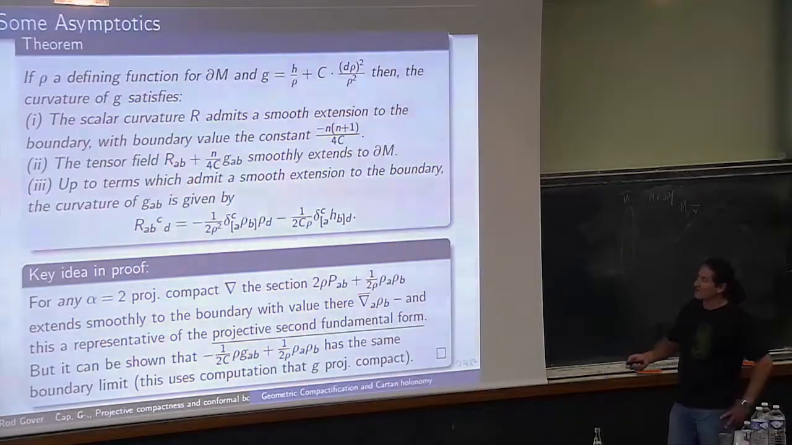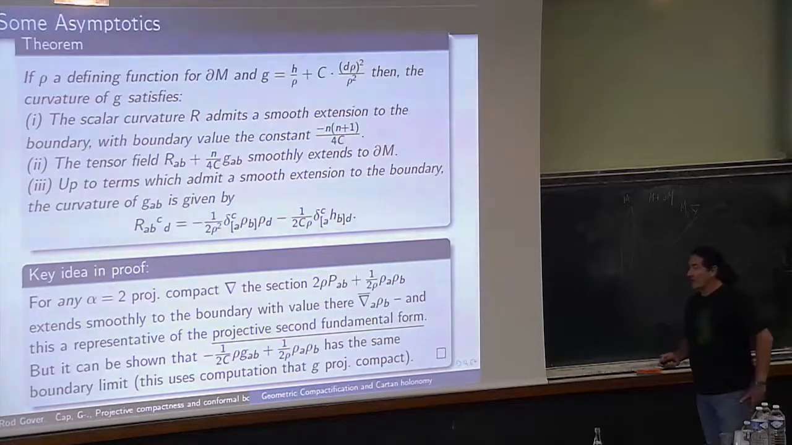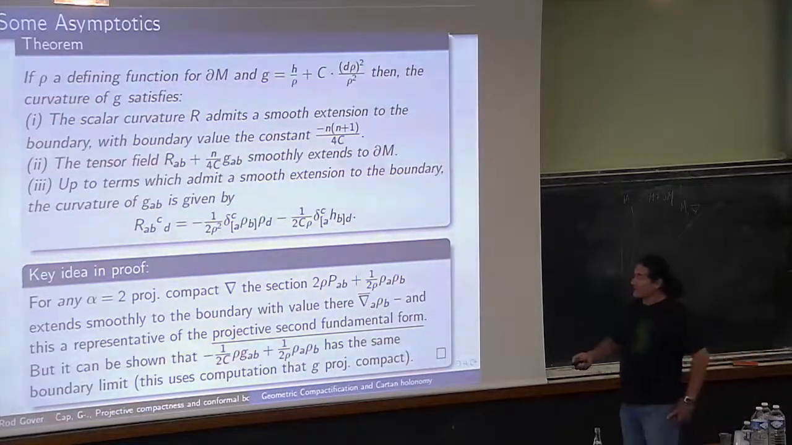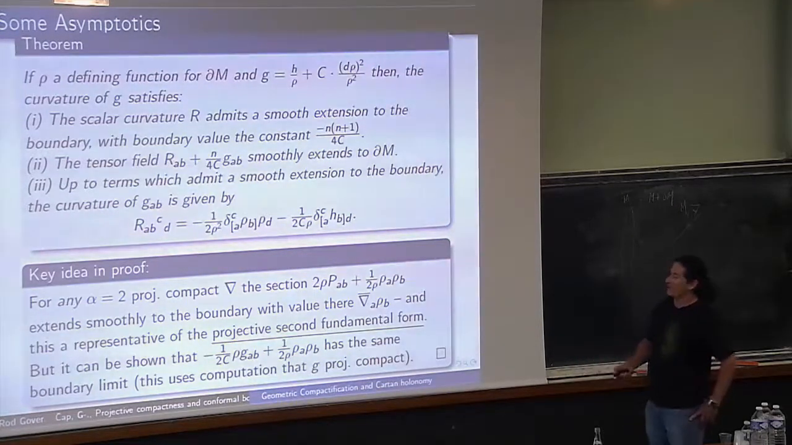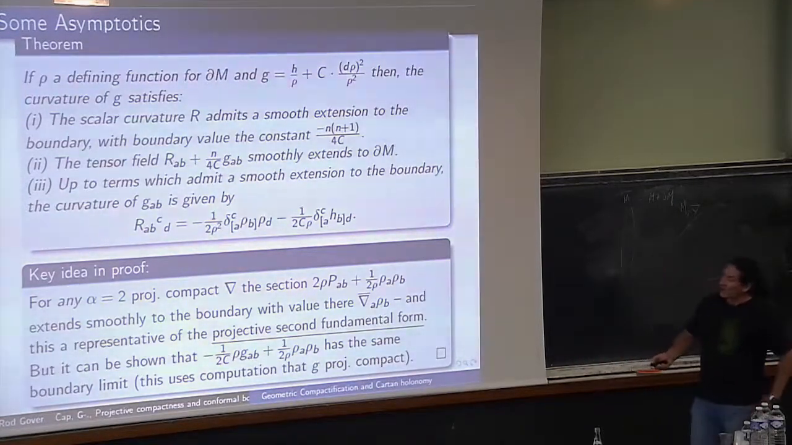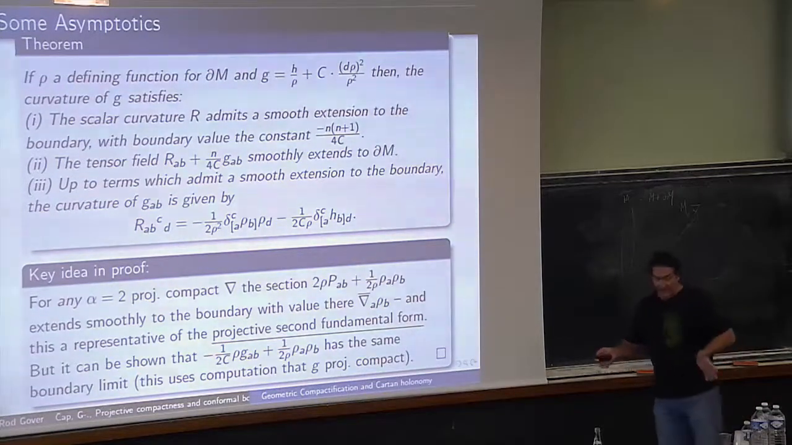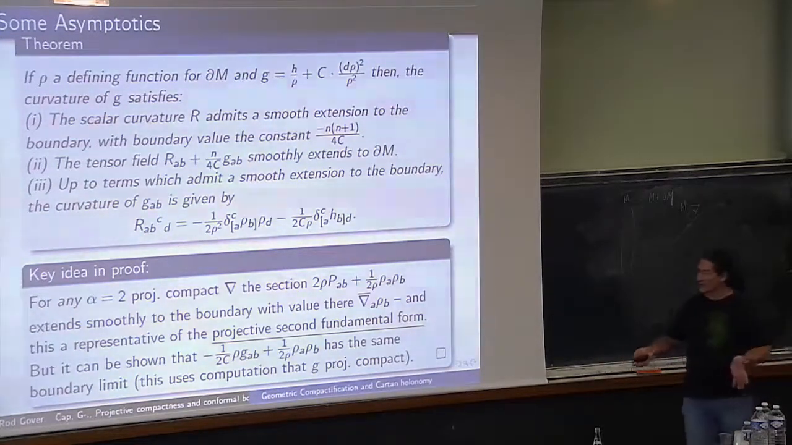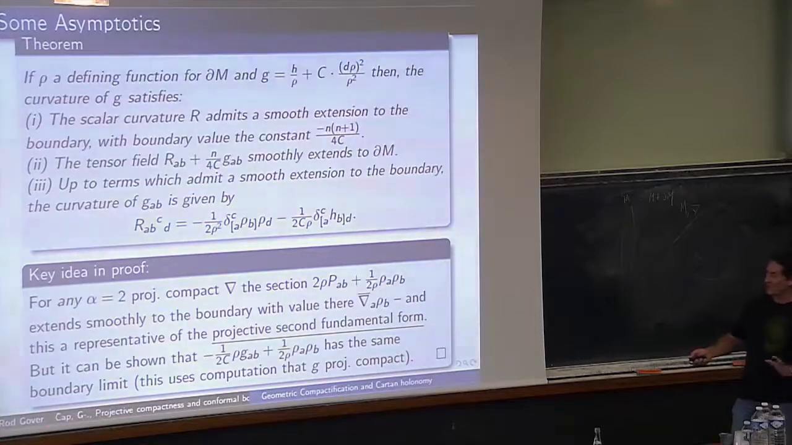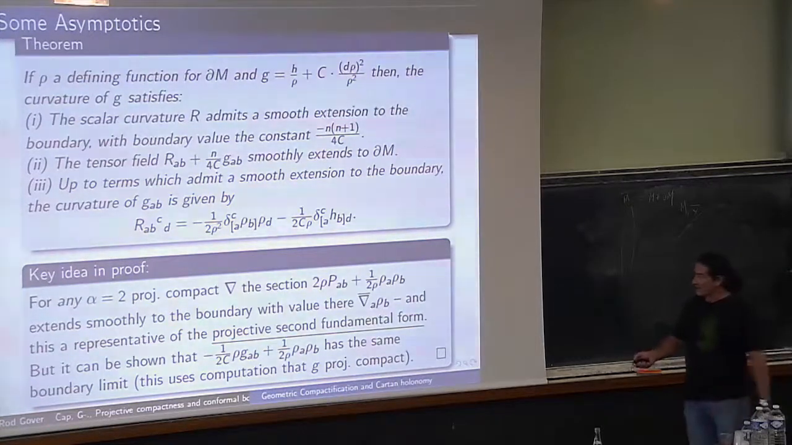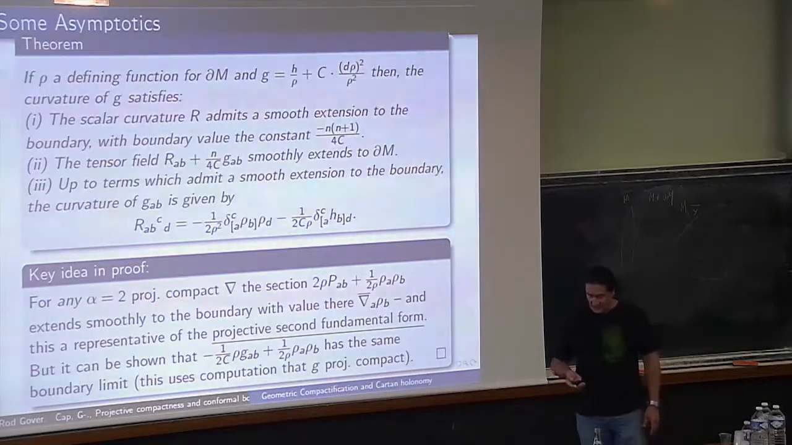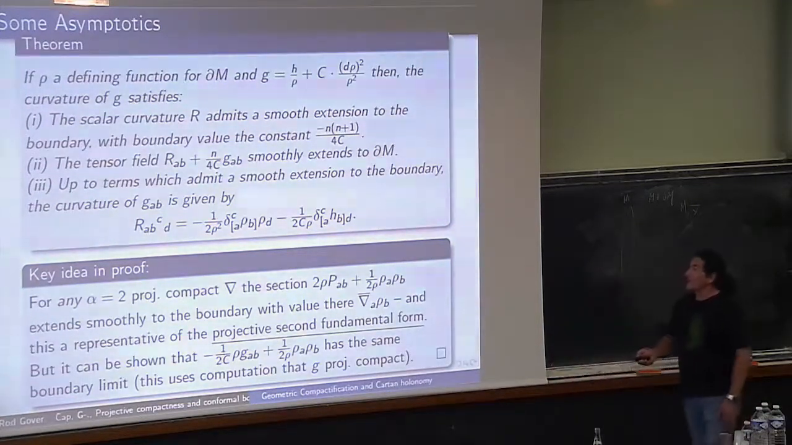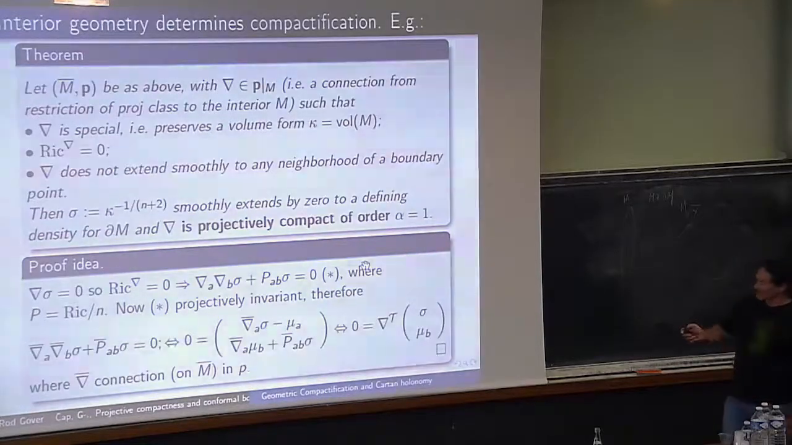And this is before you introduce metrics, so this is just for projectively compact affine connections. But when you have a metric like this, you can also show that this quantity has the same boundary limit. And this is quite an involved calculation, but nicely delicate. So nice coincidences happen and things work out so that it agrees. So this result is quite surprising and nice. Okay, so that was the asymptotics, and now I'll go to the bit I was advertising before.